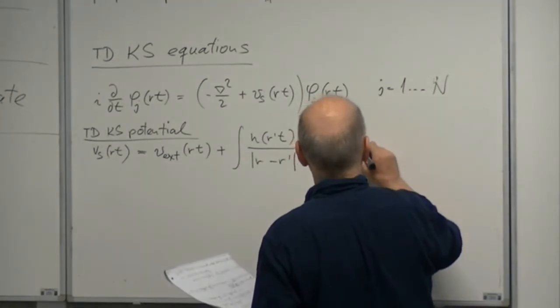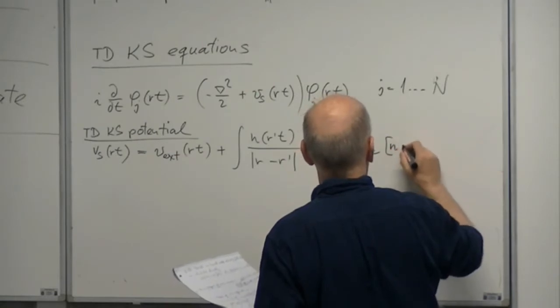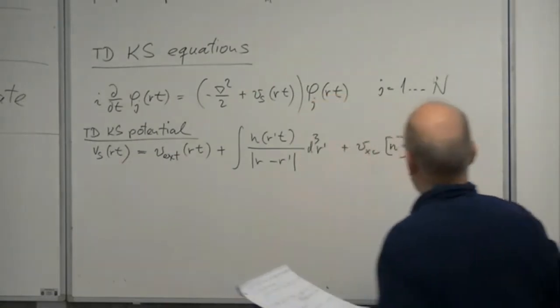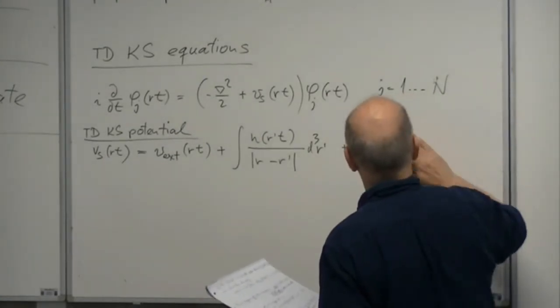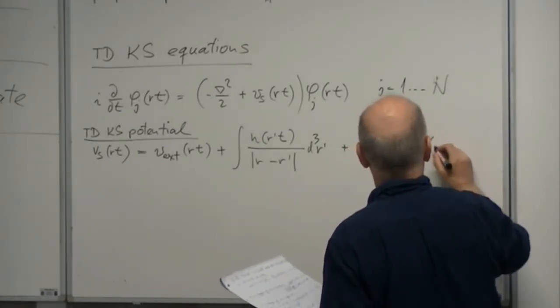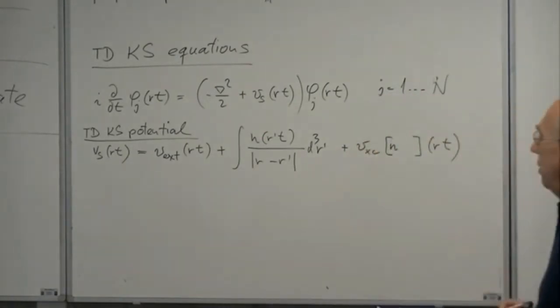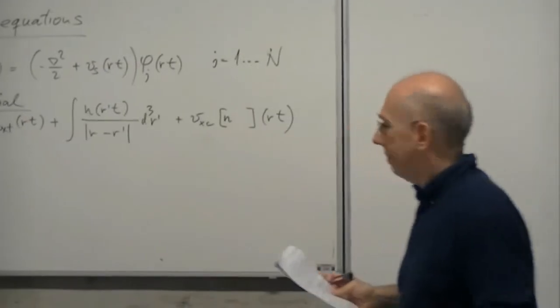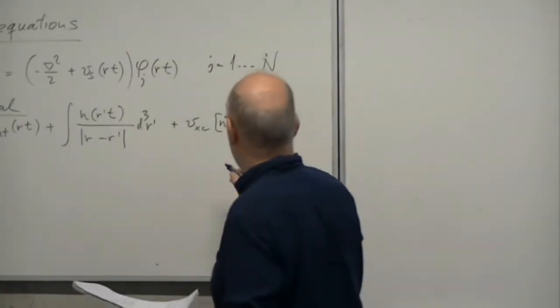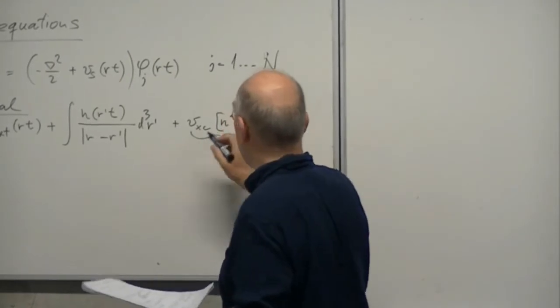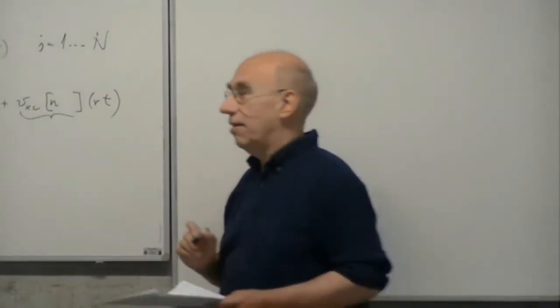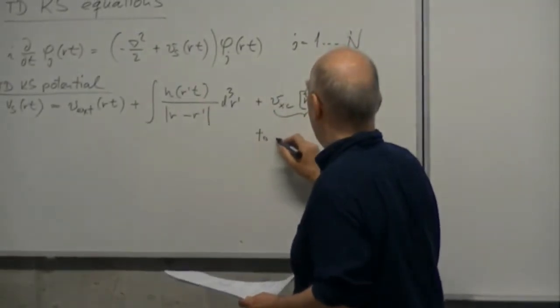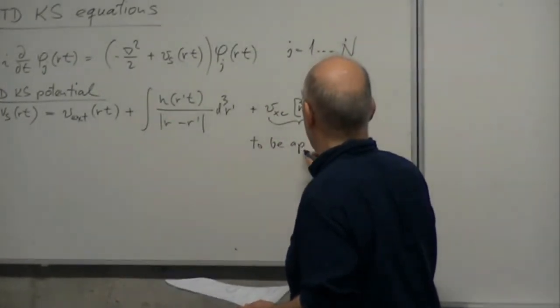And there is a time-dependent exchange-correlation potential, which is a function of the density. Like in the ground state case, it is a multiplicative potential in the Schrödinger equation, but it depends on time. So this functional dependence of the exchange-correlation potential has to be approximated in practice.